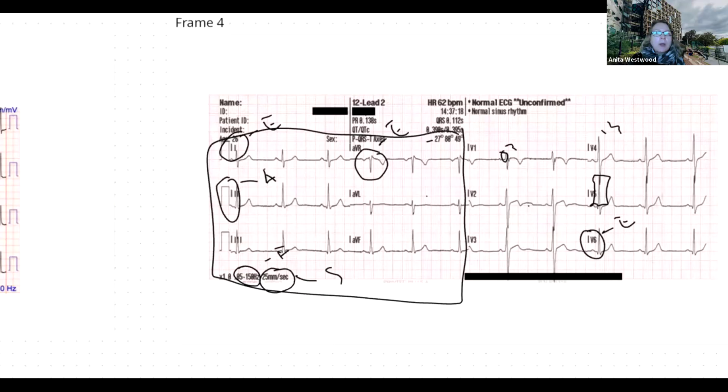We'll go over this again, go over that a little bit more in more detail, but yes, we basically look at the left ventricle.